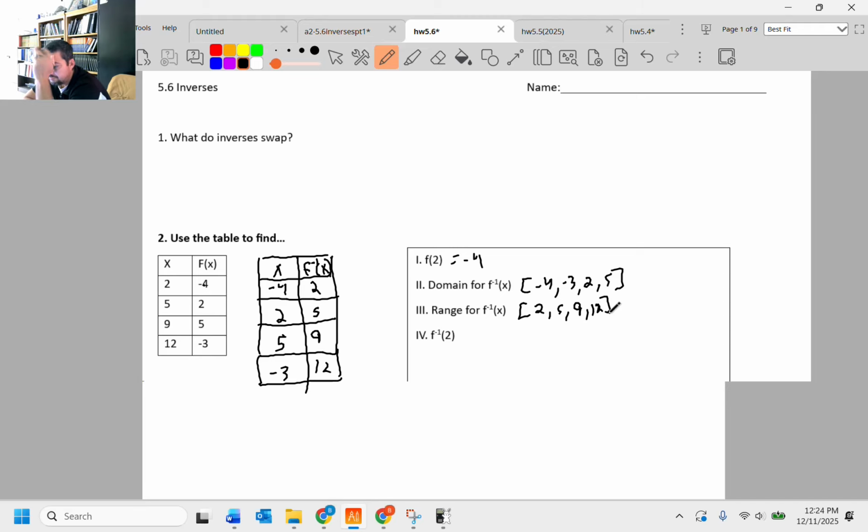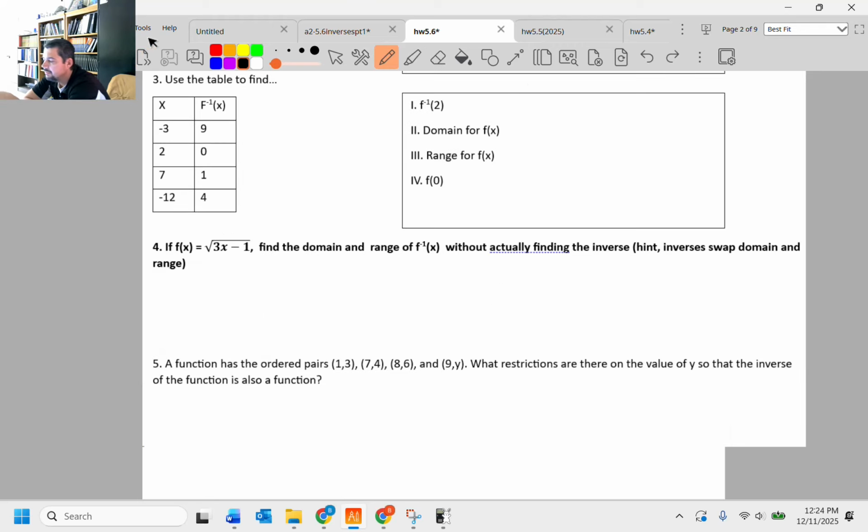All right. The main reason I wrote the table was for this. What is the y value of the inverse when x is 2 and it's 5? You could also look at it like this because they swap things. I don't know if you'll figure that out or not. Just make another table. All right, number 4, if f of x is the square root of 3x minus 1, find the domain and range of f to the -1 of x without actually finding the inverse.